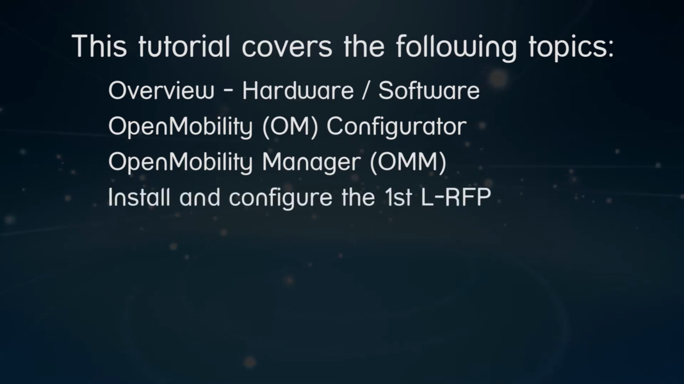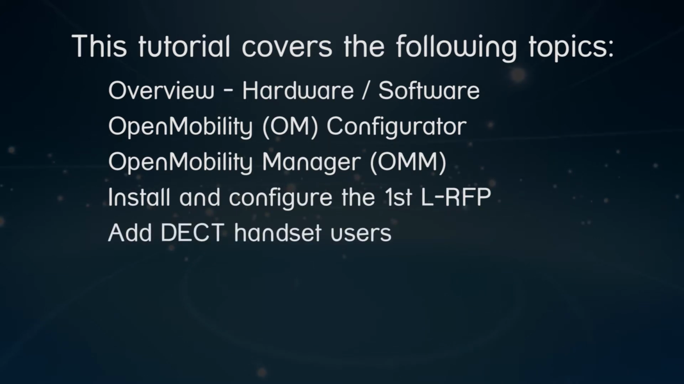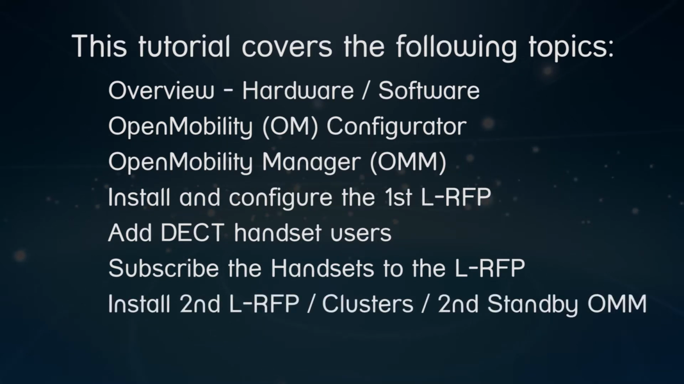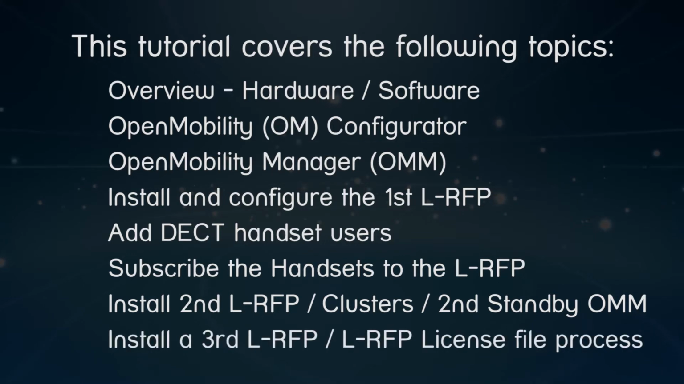We'll install and configure the first L-RFP. Then we'll add DECT handset users. We'll power up and subscribe the handsets to the RFP. We'll install the second L-RFP, set up additional clusters, and I'll show you how to set up a second standby OMM. Then we'll install the third L-RFP.